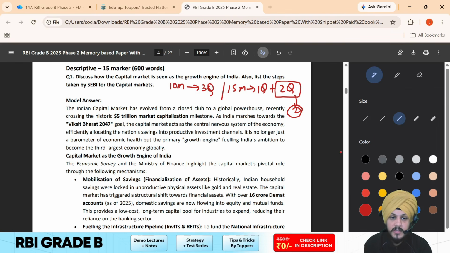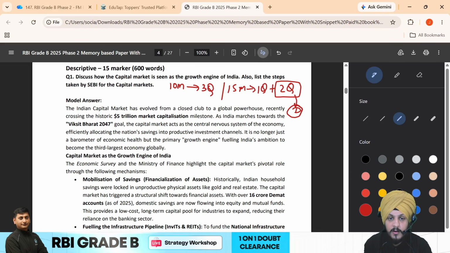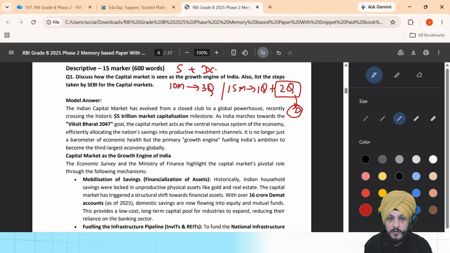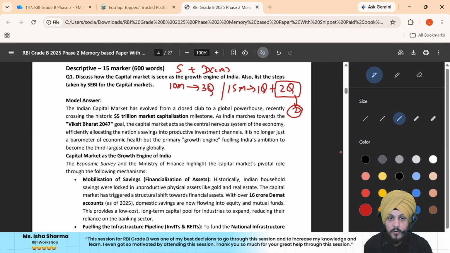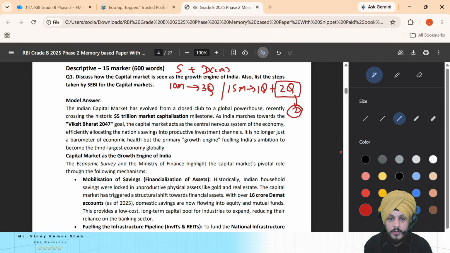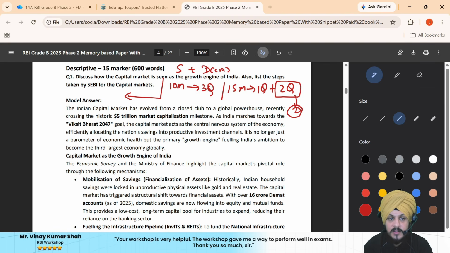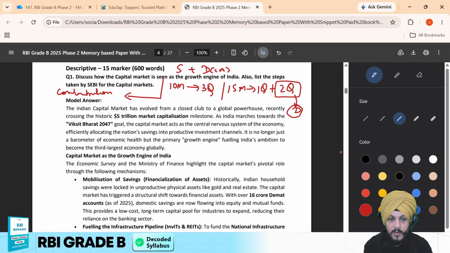Also list the steps taken by SEBI for the capital market. So if you see, this question is a combination of static and dynamic, right? Which means your current affairs. So why static? Because in the first part you can talk about how the capital market is seen as the growth engine of India. This is nothing but the contribution of the capital market to the Indian economy, right? In different ways you can talk about it.